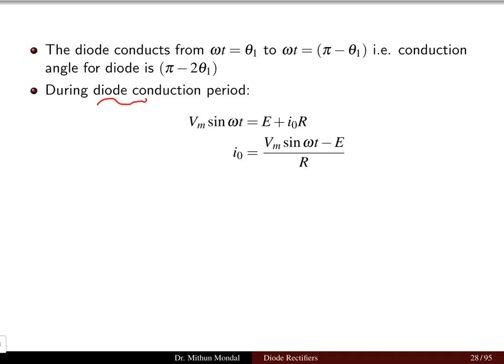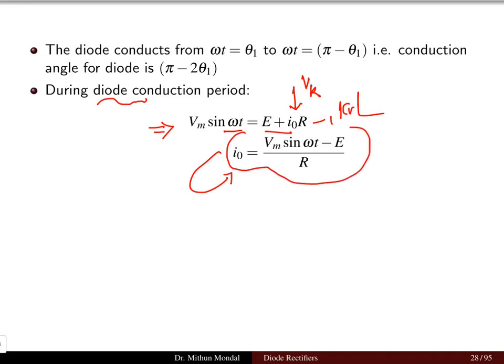During the diode conduction period, we can write the KVL equation in the loop: Vm sin omega t is equal to E plus I0 into R. This is the potential drop in the resistor. So we can find from this equation the actual current which is flowing in the circuit: Vm sin omega t minus the battery voltage, divided by the resistance.